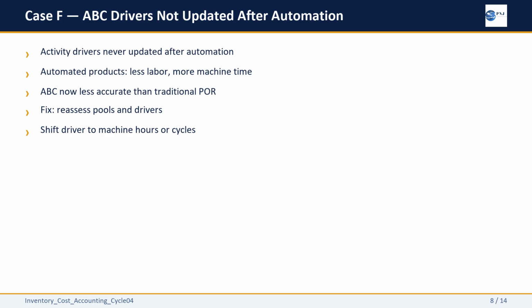The fix is to reassess the activity pools and drivers. Post-automation, the primary driver may shift from labor hours to machine hours or machine cycles. Update the activity dictionary, remeasure consumption, recalculate costs, and compare before and after to quantify the pricing risk.